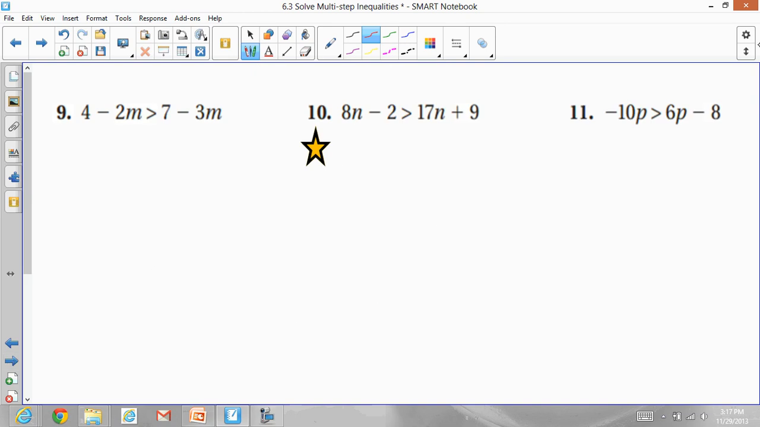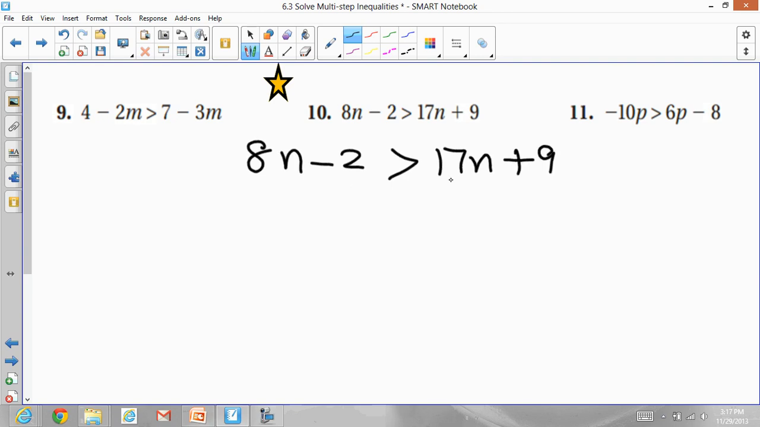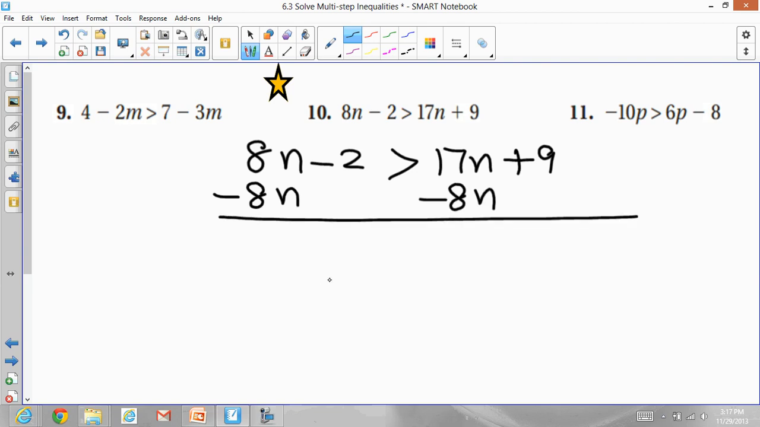Question number 10. So on the left side, I got 8n minus 2, and on the right, 17n plus 9. So this is variables on both sides. You got to bring all the variables to one side. So I'm going to do a minus 8n on this side and a minus 8n on this side. Collect all the variables on one side to begin with. So these two cancel out, and I got negative 2 greater than, and this is going to give me a 9n plus 9. Now this is your two-step inequality.